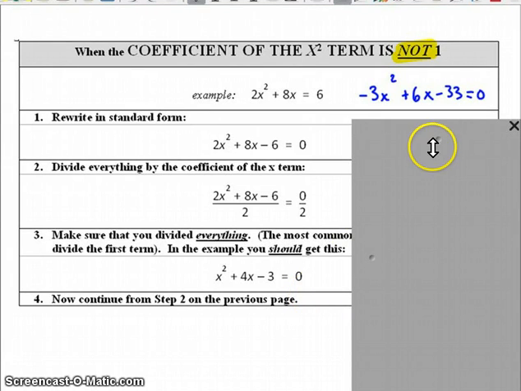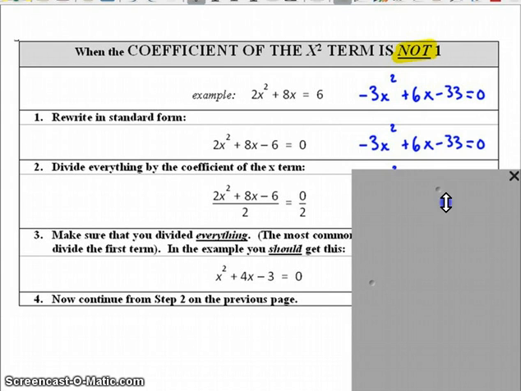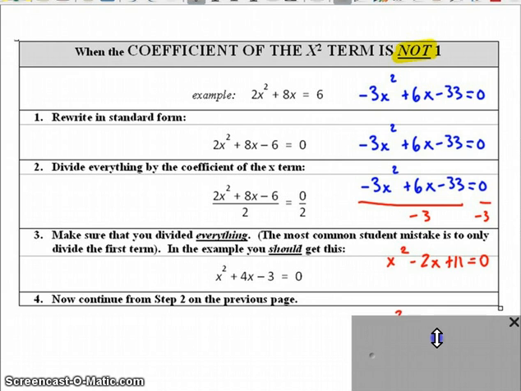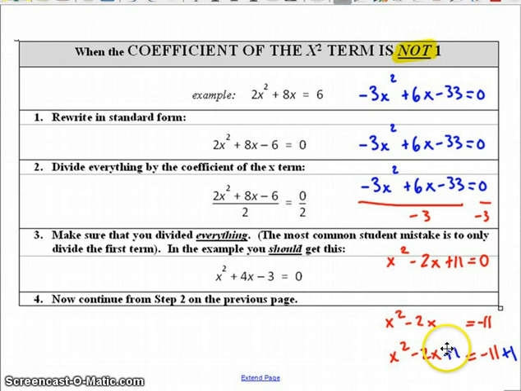Okay, I'm going to assume that you did that. I'm going to assume that you divided everything by negative 3. And now you've got x squared minus 2x plus 11 equals 0. You've created a gap for yourself by moving the 11 over. You split that in half, got negative 1, squared it, got positive 1. So the left half is x squared minus 2x plus 1, and the right half is negative 11 plus 1, or in other words, negative 10.